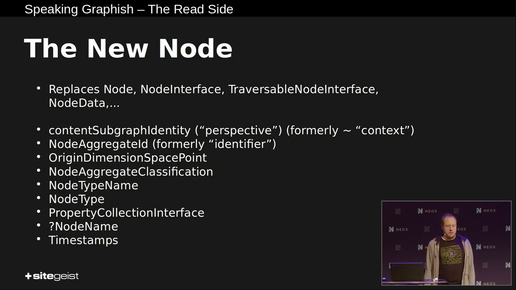Then you have the node type name and the node type. That's nothing new. You have the property collection. That's basically the old array for properties, but as an object that does some lazy loading stuff and so on. You have a node name. This is now optional. In the old world, you had to have a node name because everything was identified by path. This is no longer the case, so you can omit this, actually, if you want. And there are quite a few timestamps, like when was this node created, when was it published, when was it modified, and when was the last modification published.